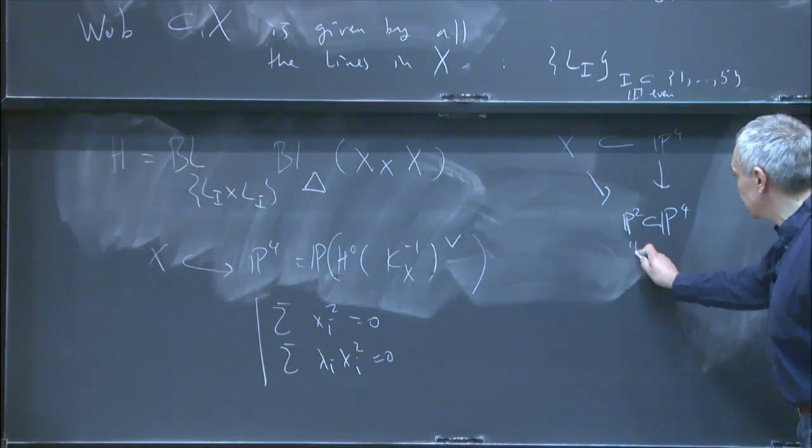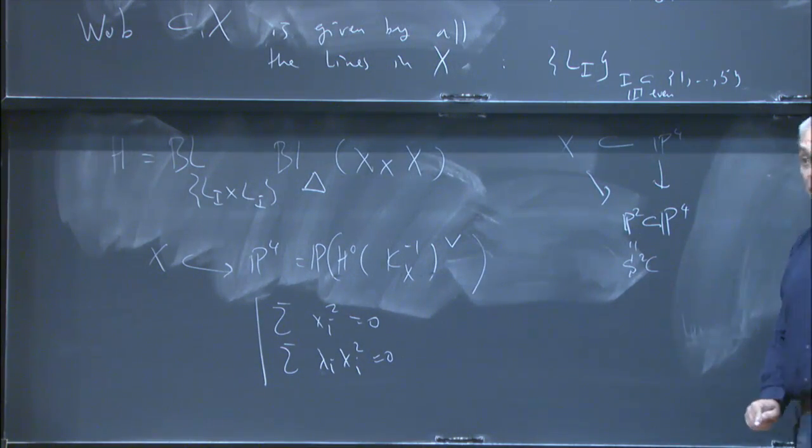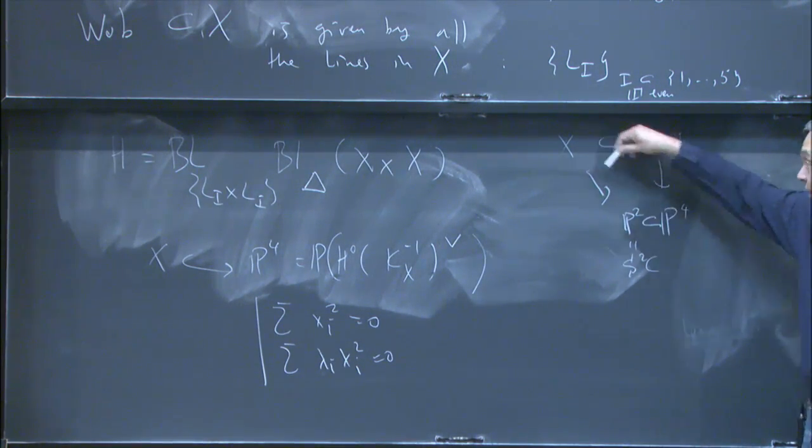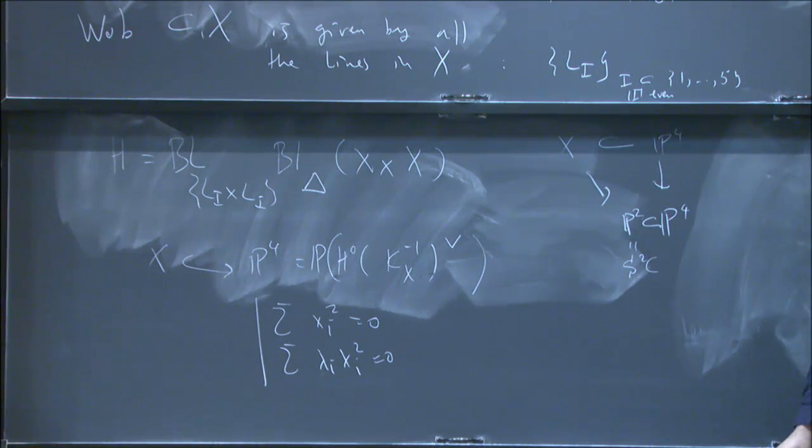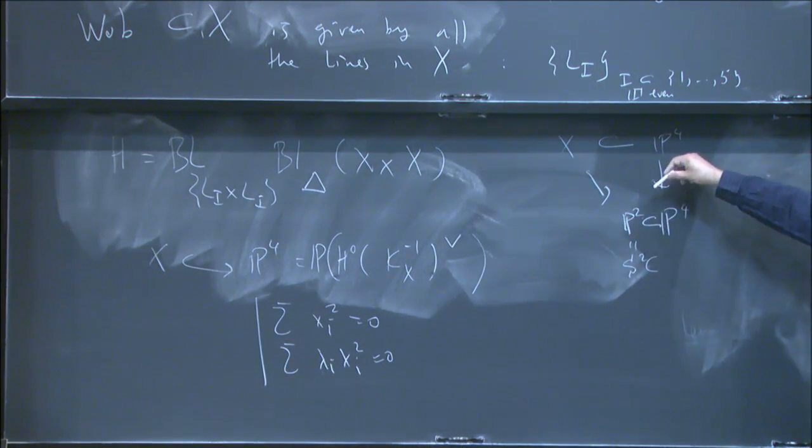And this is Sym2 of C. And it's, in fact, the unique iterated double cover of P2, doubly ramified at all the lines. So they're the images of the lines here. Sorry, iterated cover.